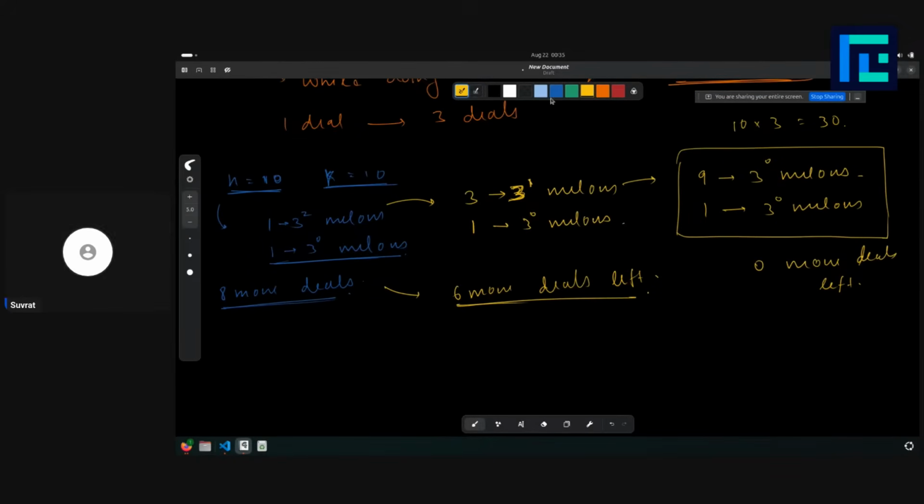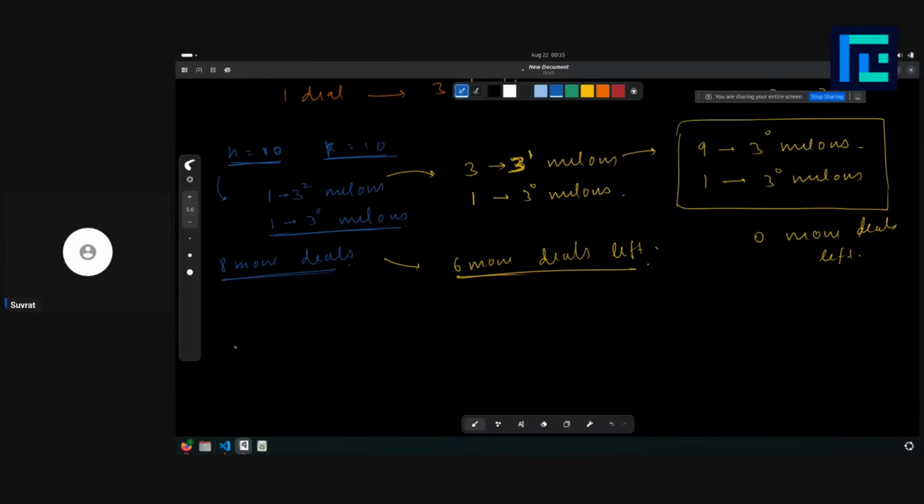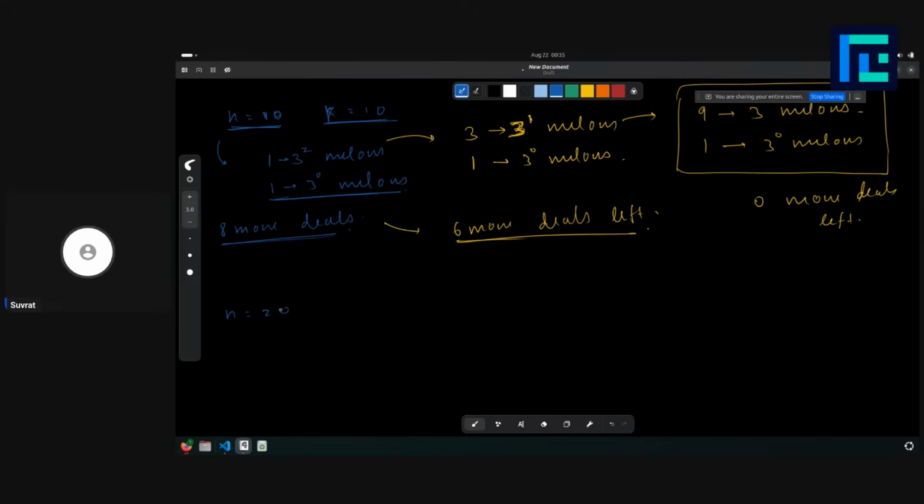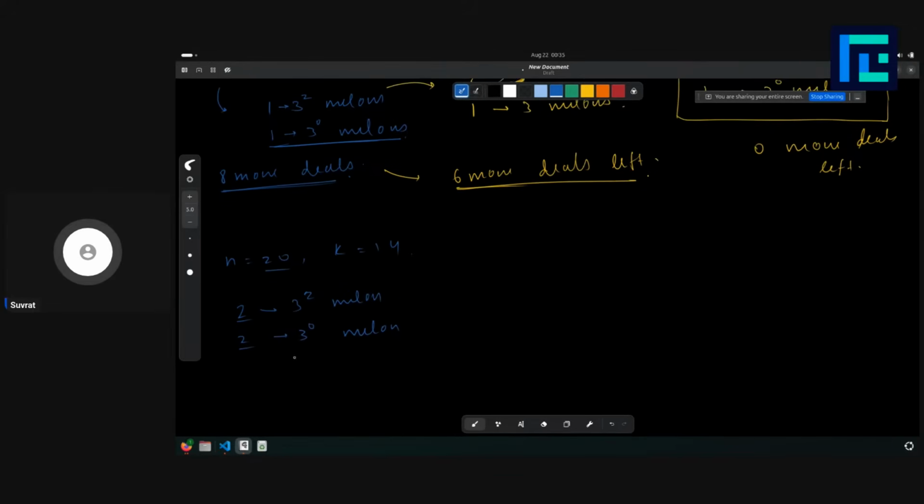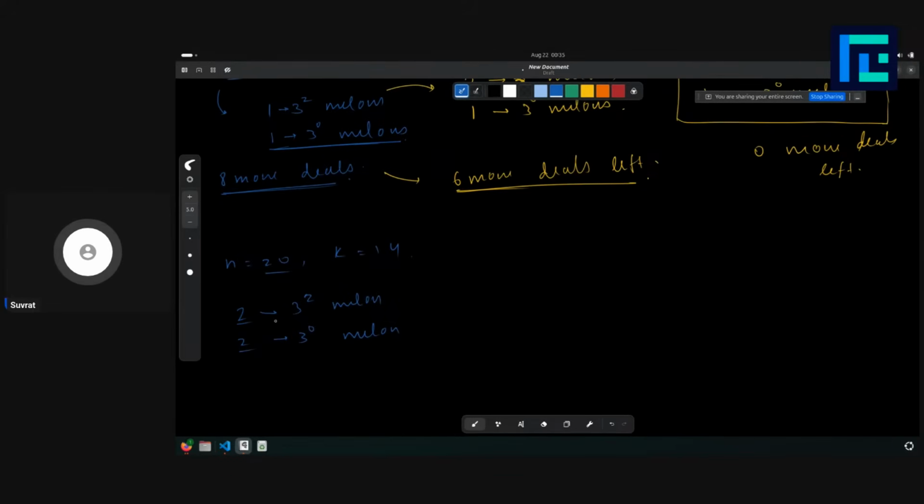20 14, n equal to 20 and k equal to 14. So 20 is basically 2 deals of 3 to the power 2 and 2 deals of 3 to the power 0. This is 9 into 2, 18 melons, and this is 2 melons. This was the minimum number of deals, so we would have 10 more deals left.